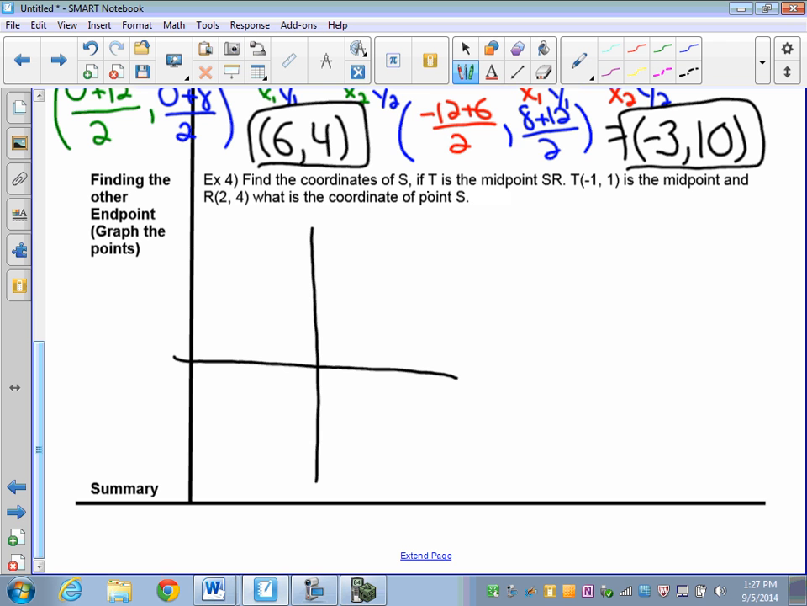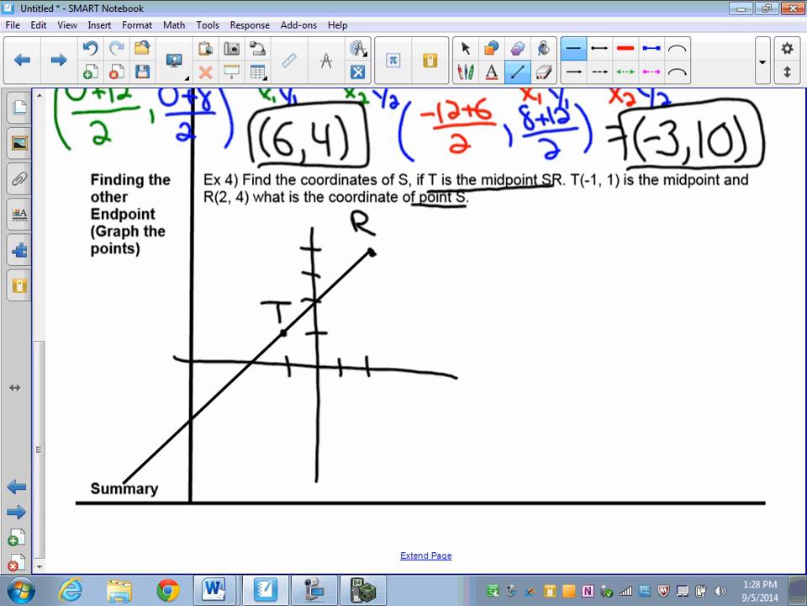I'm told that T is the midpoint of SR. So T is negative 1, positive 1. There's T. And R is 2, 4. I have to find S. So what I'm going to know here, this graph isn't perfect because I just drew the coordinate plane, but S is going to fall somewhere on this line.